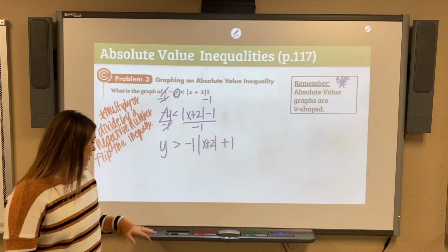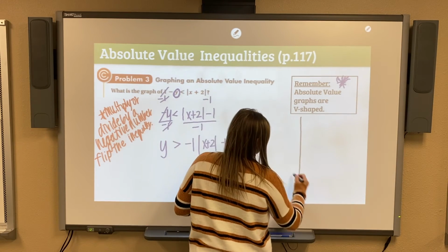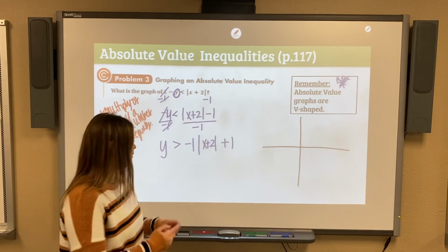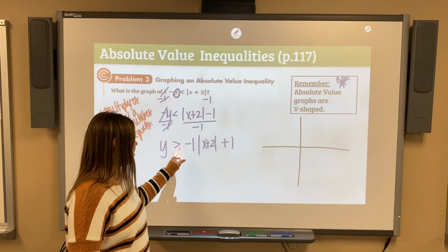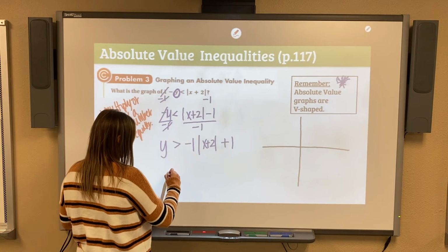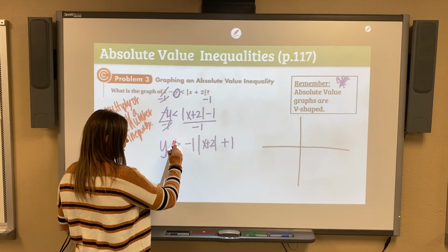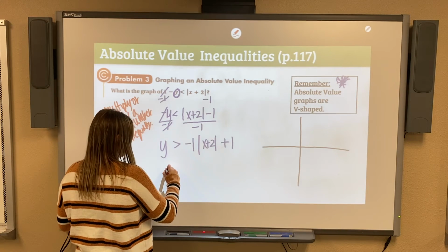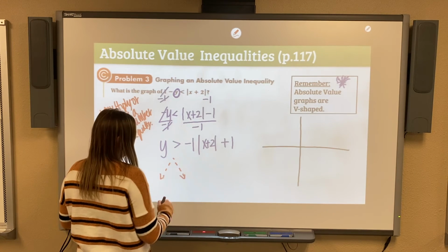Now we are going to graph. It's a V shape. First, let's figure out with our a, what shape is this? Since it's a -1, it's going to be an upside down V. This inequality makes it a dashed upside down V. It's going to look roughly like that.